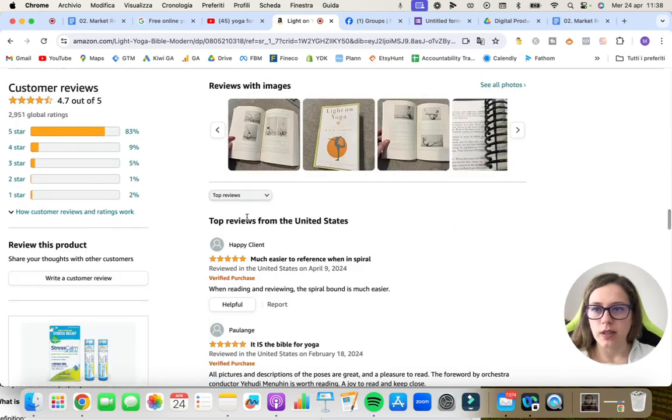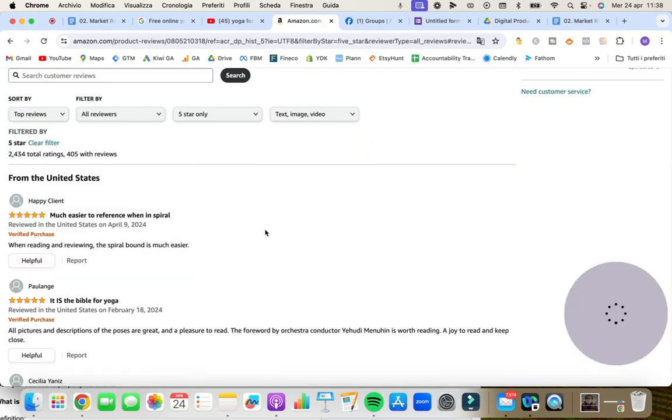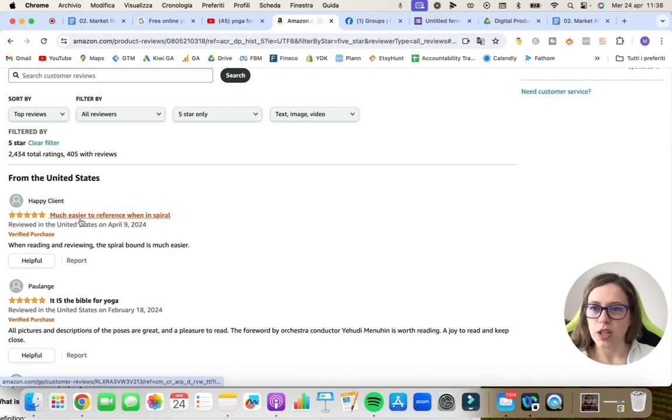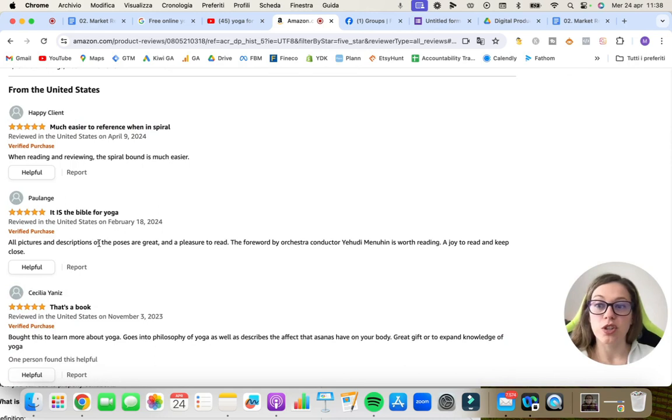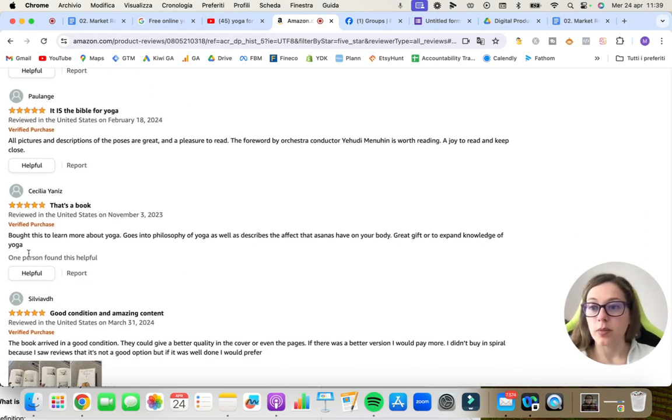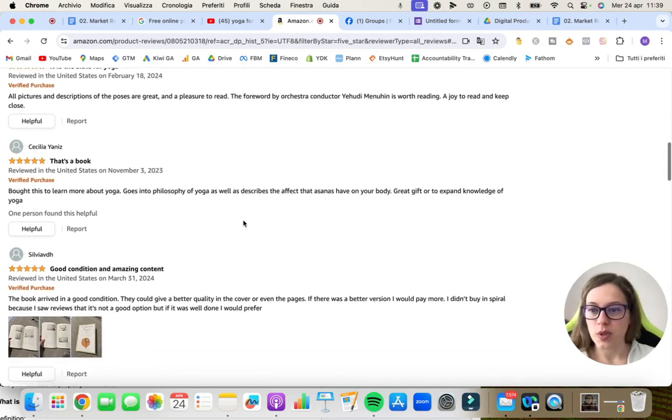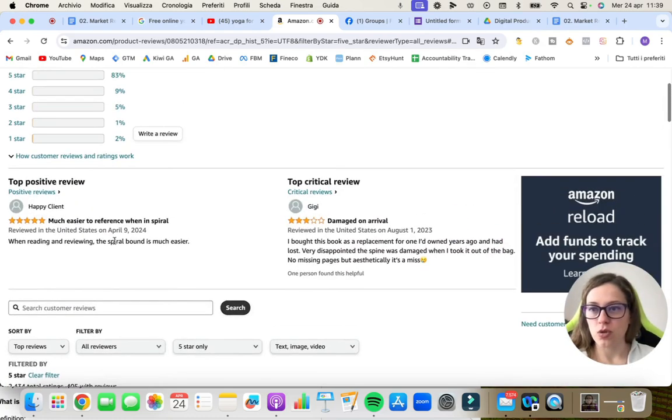Then you also go to the ratings, the 5 stars. We go here, 5-star first. And we check the top reviews. Much easier to reference when in Spiral. It is the Bible for yoga, all pictures. So pictures are very important for this customer. And descriptions of the poses are great and a pleasure to read. That's a book. Bought this to learn more about yoga. Goes into philosophy of yoga. So philosophical thinking and thoughts are well perceived. And that's it. So you check them out.